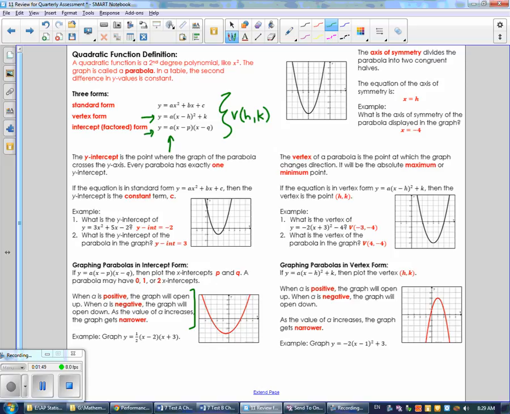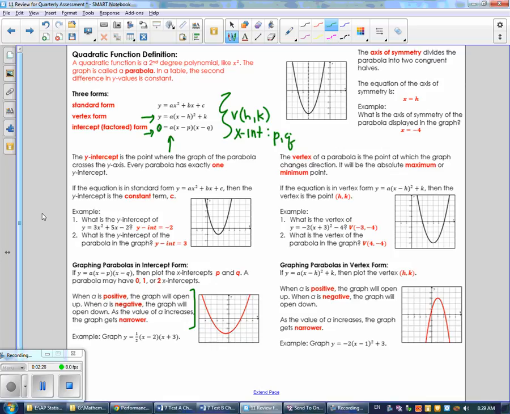Intercept form is also easy to graph. This is also sometimes referred to as factored form because that's the process that we use to go from standard form to intercept form. And the intercepts in this case correspond to your x-intercepts, and they're going to correspond to the values of p and q. And again, notice that inside the parentheses, it's x minus p, x minus q. And if we take the opposite of those numbers, we get our x-intercepts. That's because essentially the x-intercepts correspond to the zeros of the function. If I let y equal 0, then the quantity x minus p or x minus q both have to be 0, and if I solve, that's what gives me the opposite.